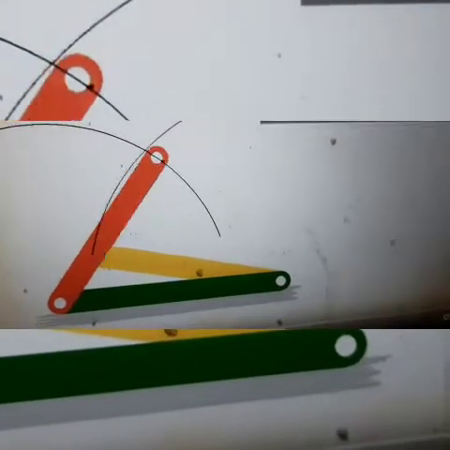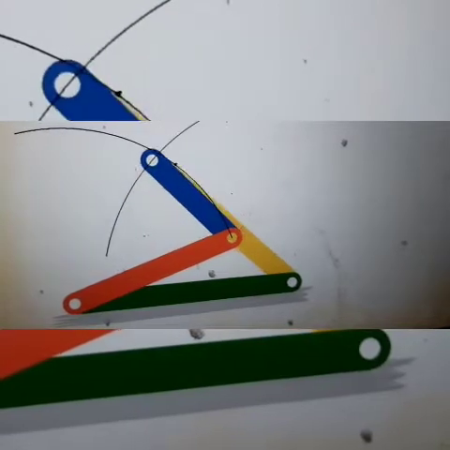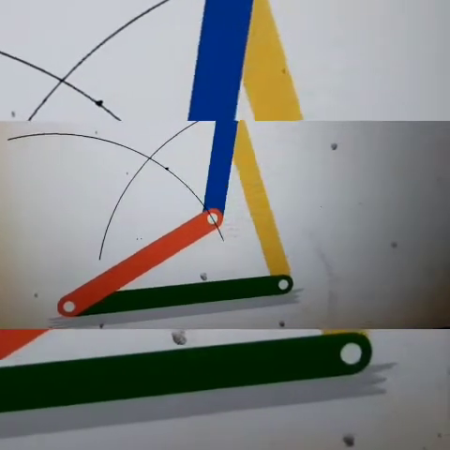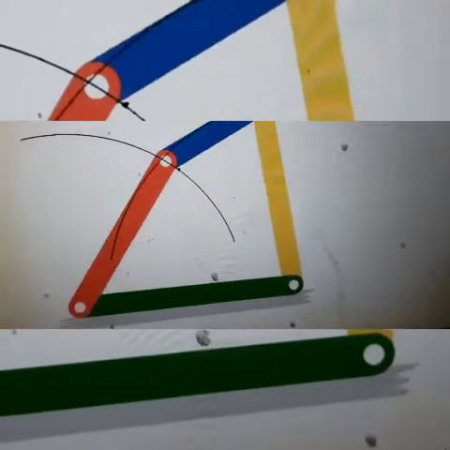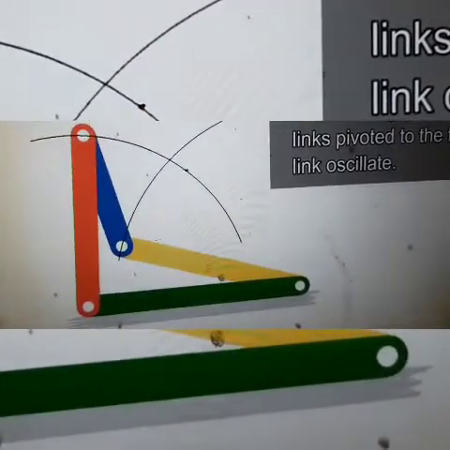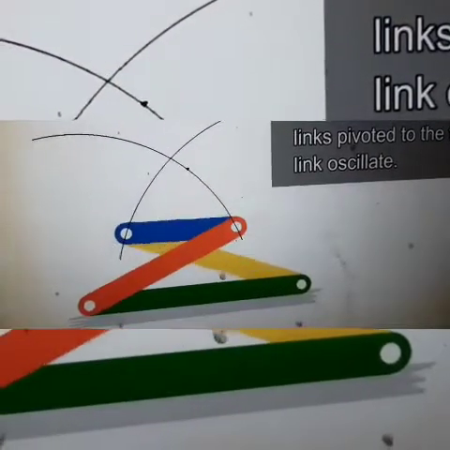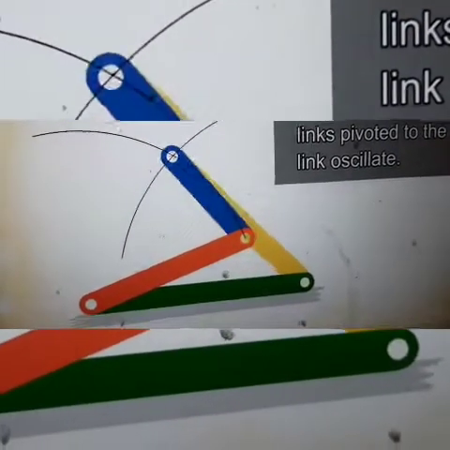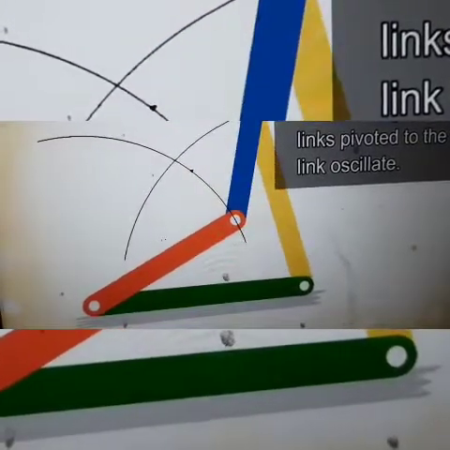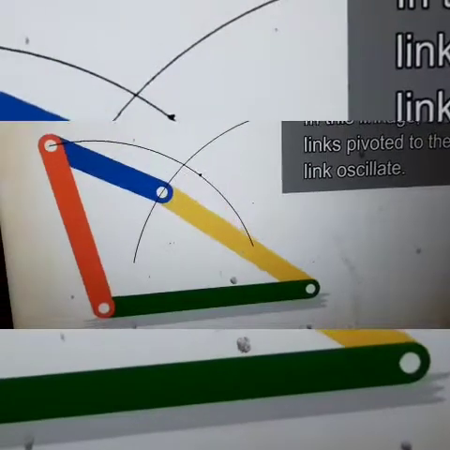In this video, if you see, the blue link is the shortest link and the link opposite to the shortest link is fixed. So this is a double rocker mechanism. Here none of the links are able to rotate 360 degree. They are revolving, but they are not making the complete revolution or 360 degree rotation. So both the orange and the yellow link are behaving like a rocker. None of them are crank. So it is a double rocker mechanism.